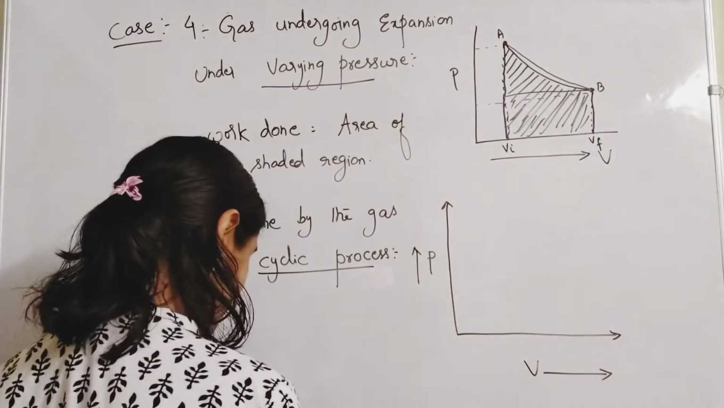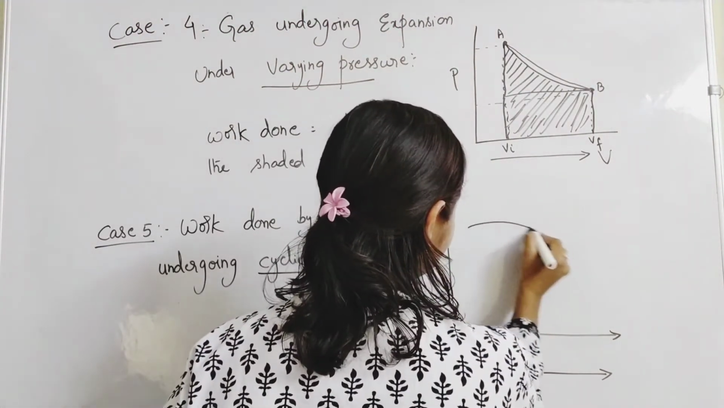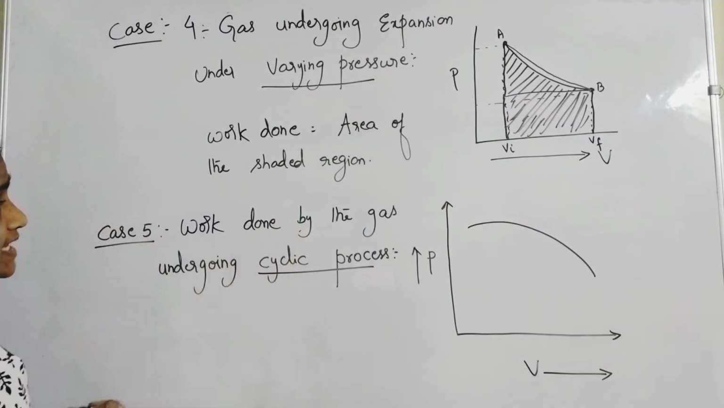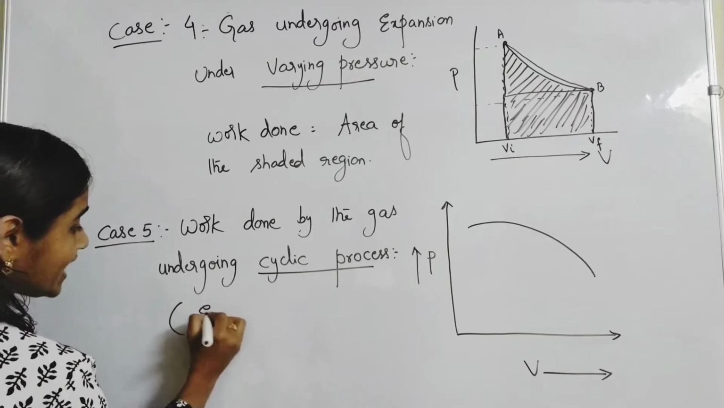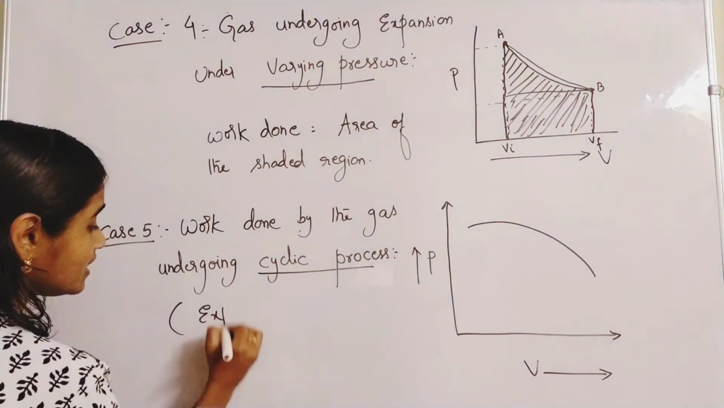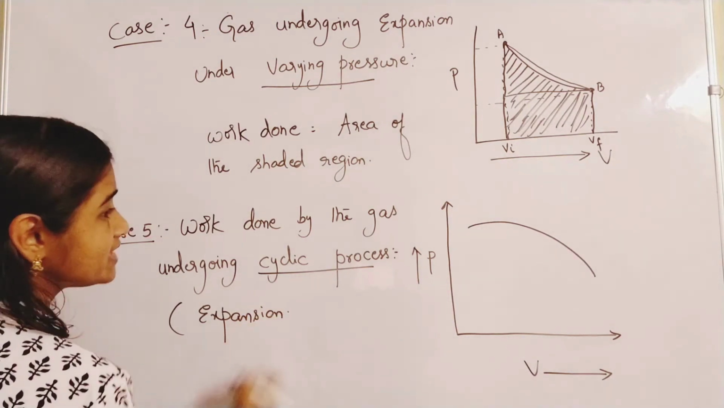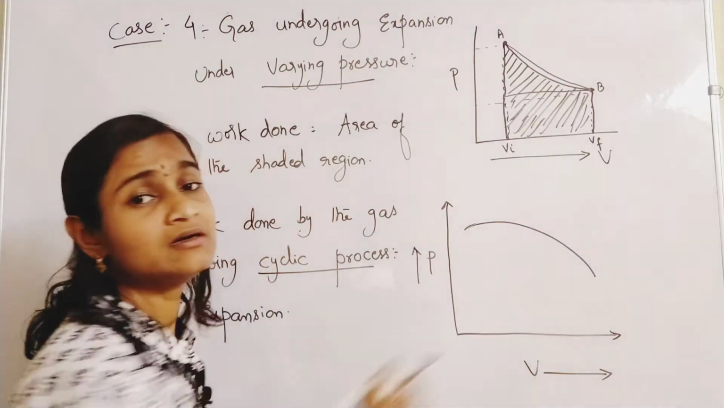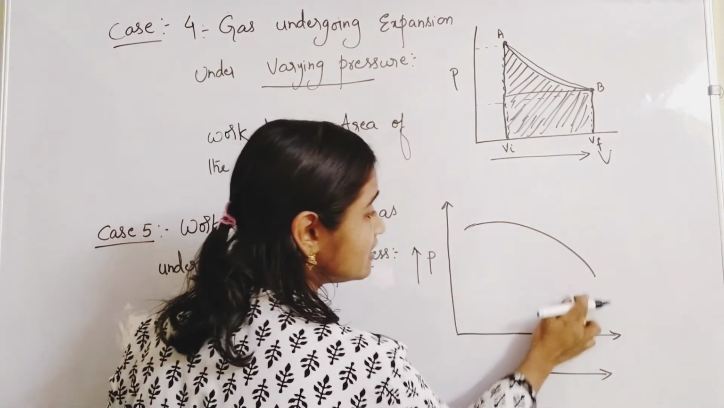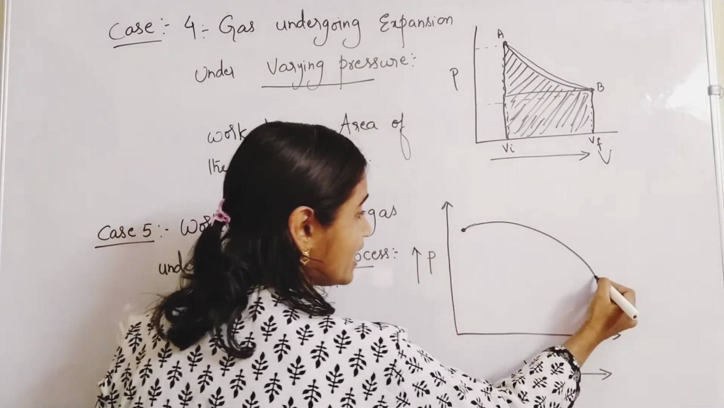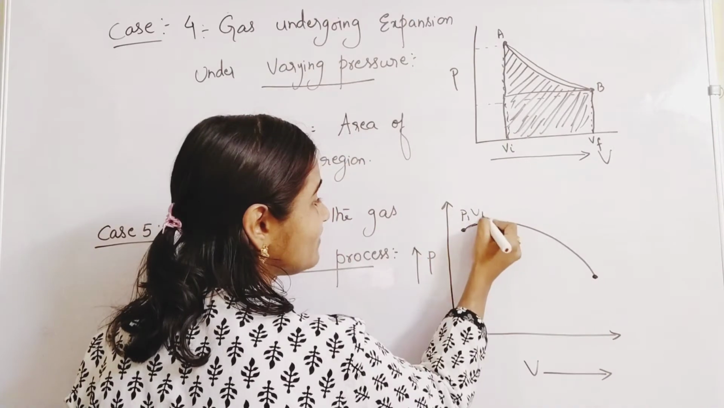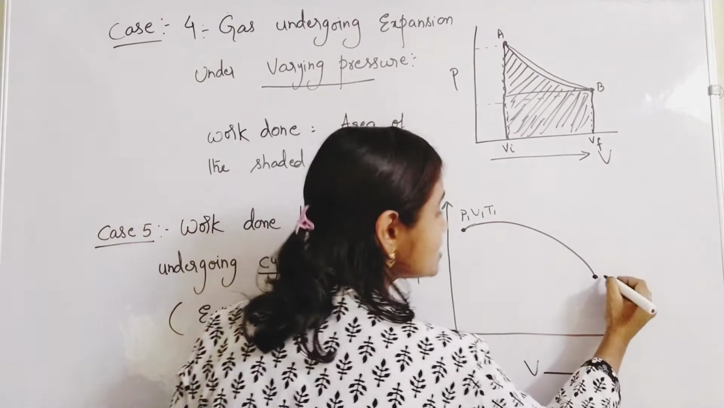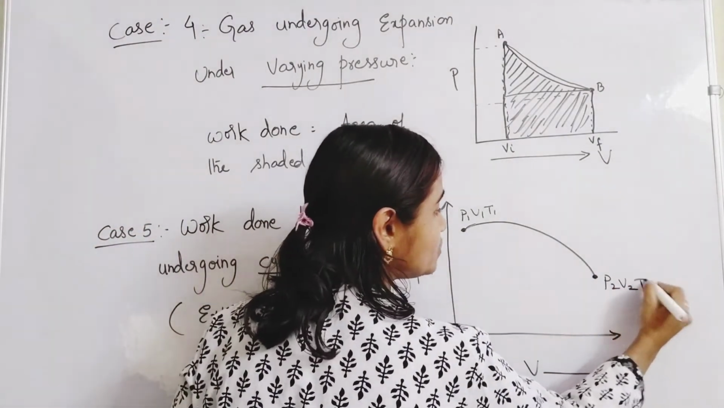Then the graph has to be drawn like this. Suppose, in this also, work done by the gas. By the gas I am saying, it is the case of expansion. And please remember that in case of expansion, you will get a curve like this. Draw the solid curve like this, under initial conditions P1, V1, T1, and final conditions, let us take them as P2, V2, T2.